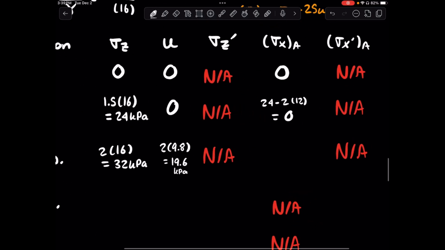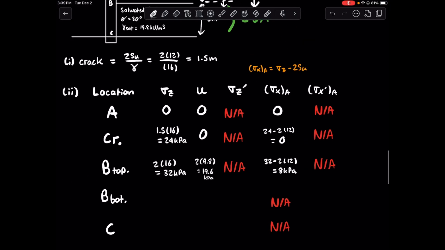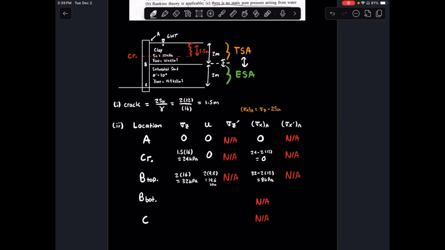But the thing is, does it really matter? Not really, because we're not considering effective stress yet. So what does that mean? That means our sigma x is just 32 minus 2 times 12, which is 8 kPa. And then now we're done. We're done with TSA. Now to ESA.